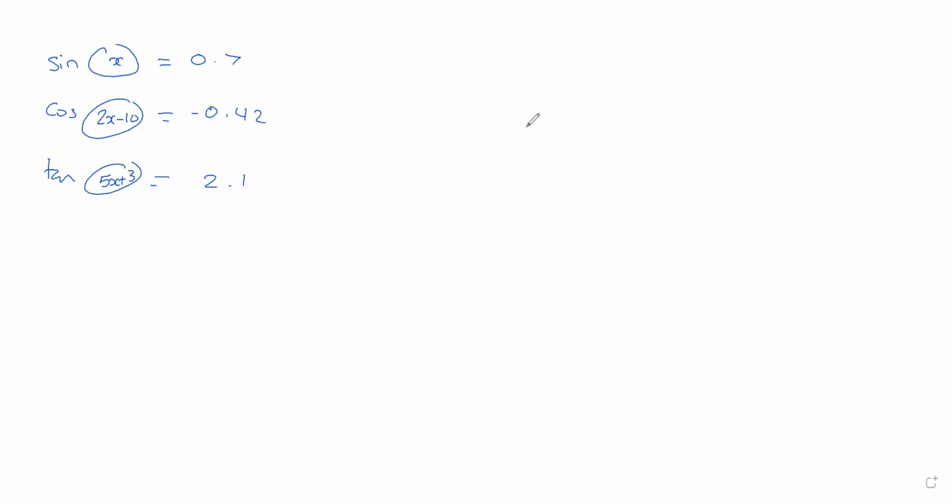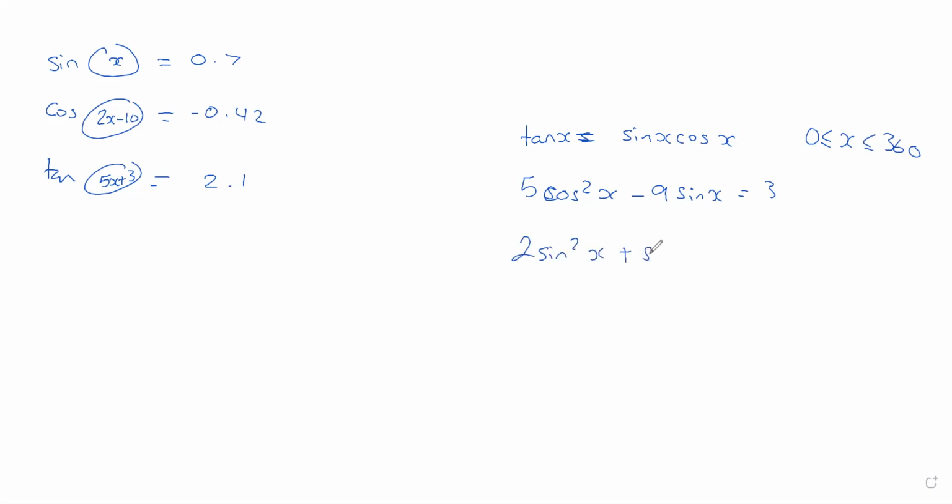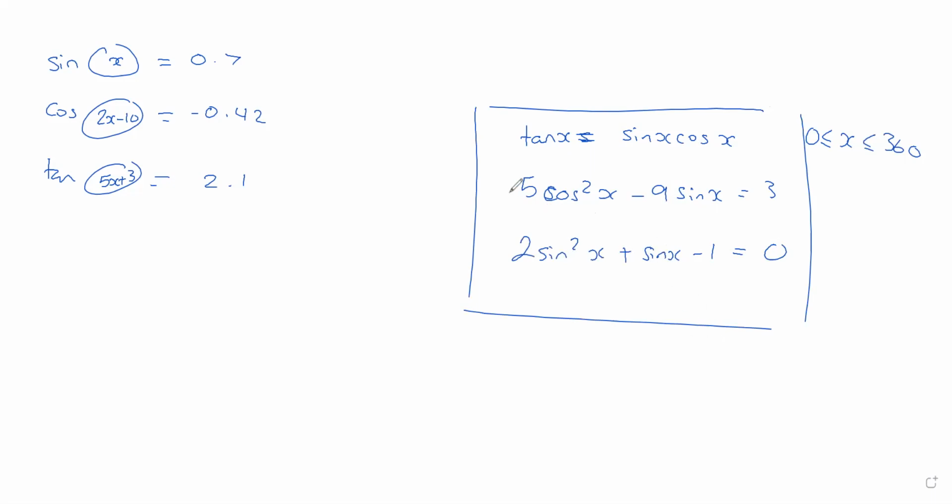Instead, you're going to be dealing with questions which look like this. Tan x equals sine x cos x, or say you've got something like 5 cos squared x minus 9 sine x equals 3. And obviously they're going to tell you something, maybe it's like between 0 and 360, but that's not where the difficulty is here. You could have 2 sine squared x plus sine x minus 1 equals 0. And these look tough.